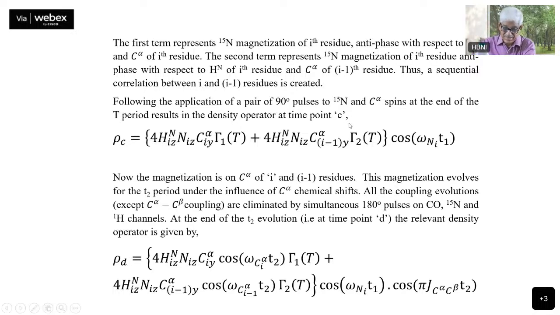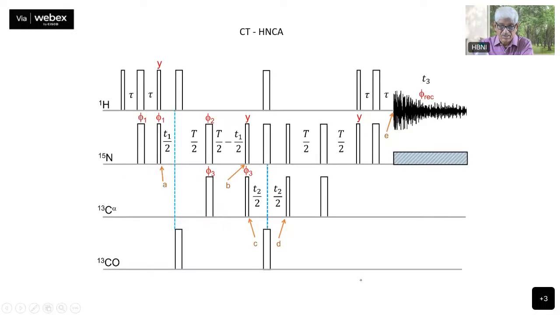So what happens here? Let's go back there. We are talking about these pulses here. If you look from here to here this way, it is a transfer pathway from nitrogen to C alpha. If you did not have this, it is like INEPT here, right? So from here to here, it is a transfer pathway from nitrogen to C alpha. So at this time point C, the magnetization is transferred from nitrogen to C alpha.